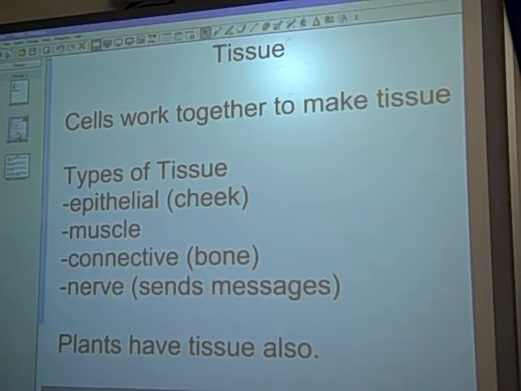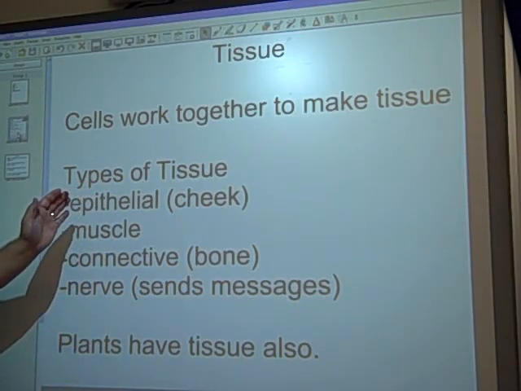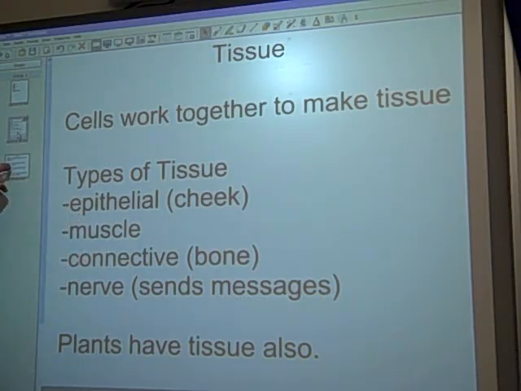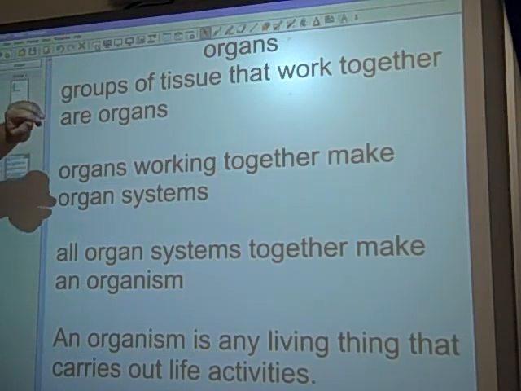I can say, name 3 of the 4 types of tissue. Epithelial, muscle, connective. If you can name the 4th one, it might be extra credit. True or false? Plants have tissue. True. Okay. Just raise your hand if you need more time to copy this down. Okay. Moving on.